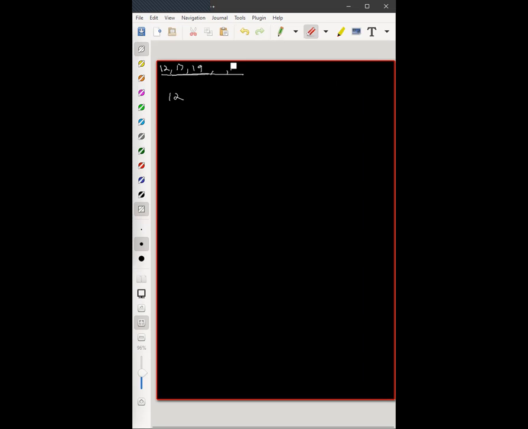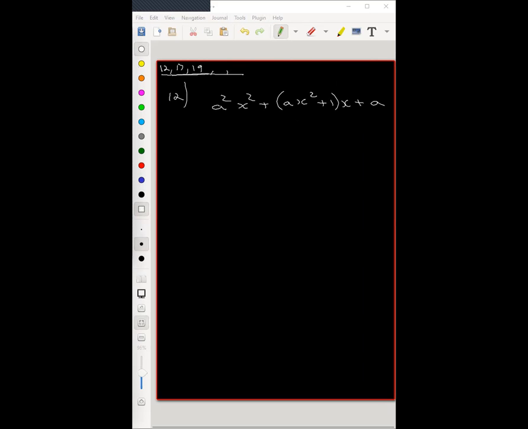Okay, 12th: a squared x squared plus ax squared plus 1 into x plus a. Ananya, tell me, three terms, can we group them? Anything common in all 3? First step is common factors. Anything common here? No. So let's rearrange. The only way to rearrange is x squared plus a plus ax squared plus 1 into x, right?